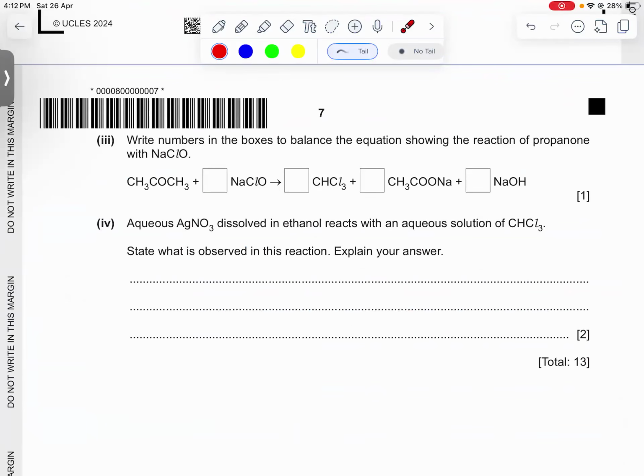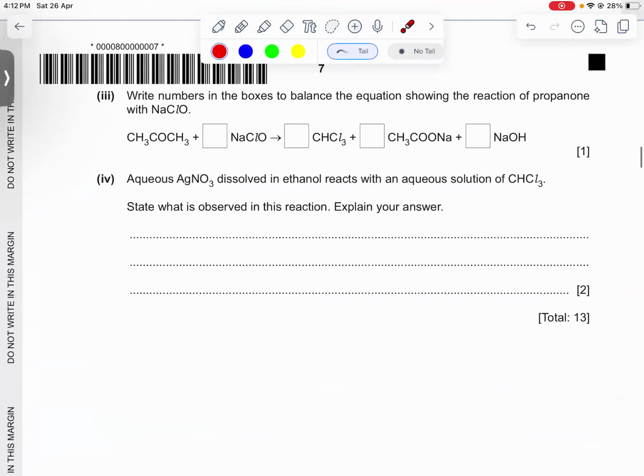But let's see what they have to do next. Write numbers in the boxes to balance the equation showing the reaction of propanol with NaClO. So when propanol and NaClO react, they produce CHCl3, and they produce CH3COONa, and they produce NaOH.